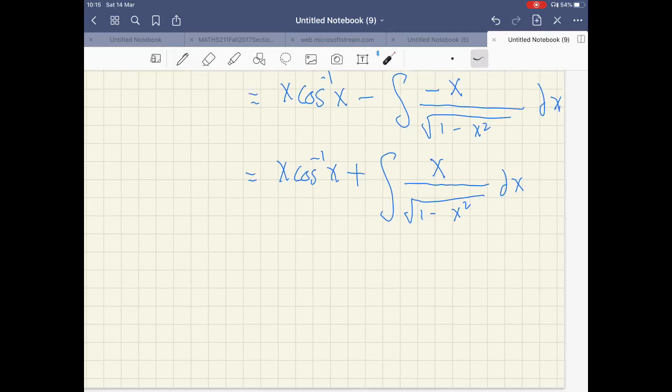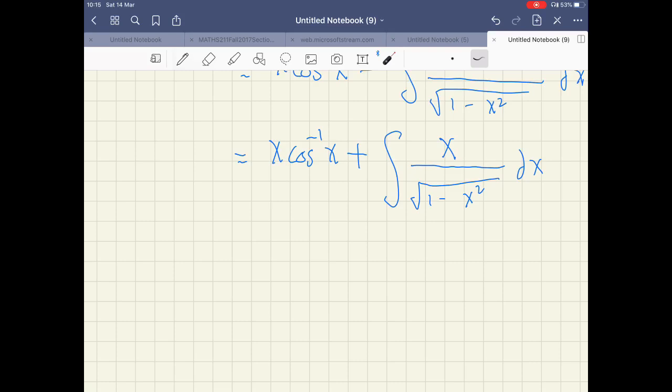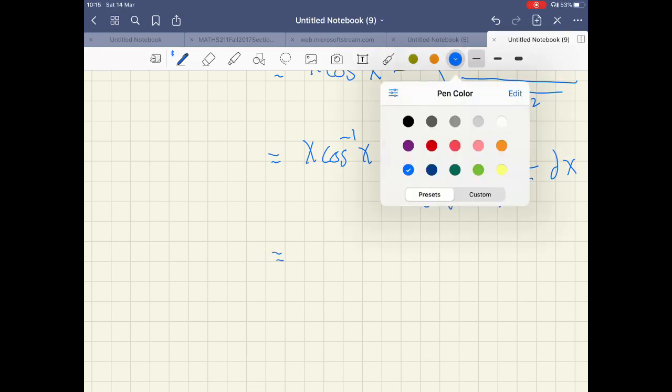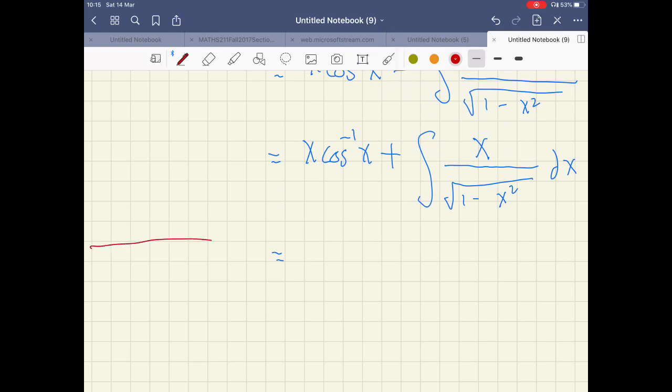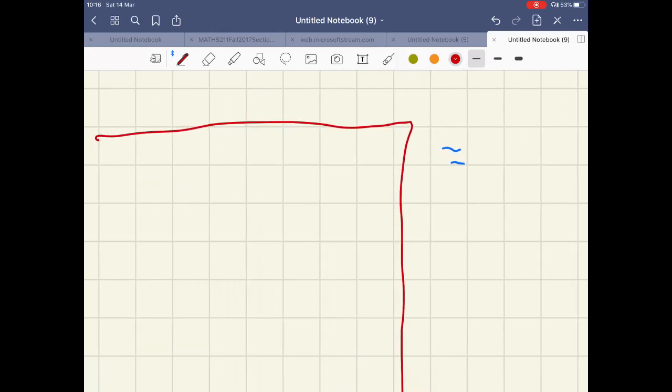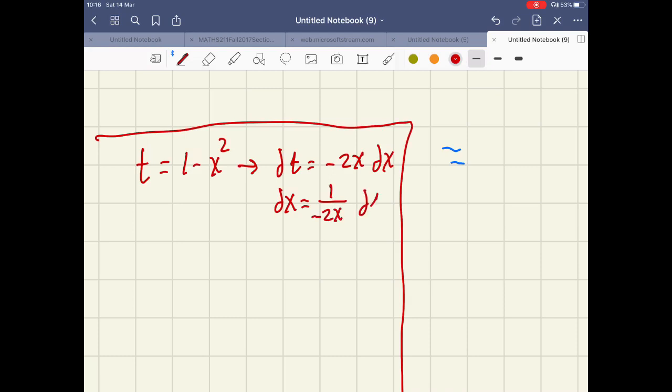I can do it in a separate piece of paper here. Let me do it here just for practicing. And then we can copy and write the final answer up here. So just let me use a different color. I will do it here as short as I can, and I copy the final answer. Now, let's use the substitution method. So my t will be 1 minus x squared. That means dt is negative 2x dx. So how much dx? dx is just 1 over negative 2x dt.